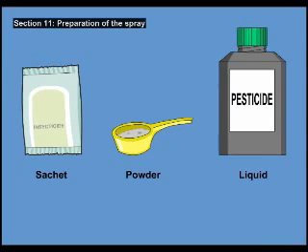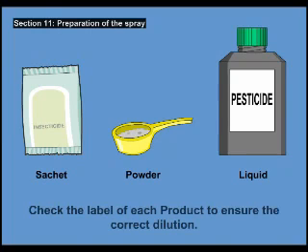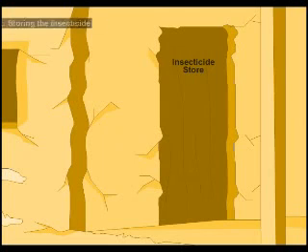Section 11. Preparation of the spray. The insecticide is formulated as a powder or liquid which may be packaged as a sachet, tablet, or in a container. These formulations may be packaged to contain the right amount of insecticide for an individual tank load of 8 or 10 liters. Check the label of each product to ensure the correct dilution.